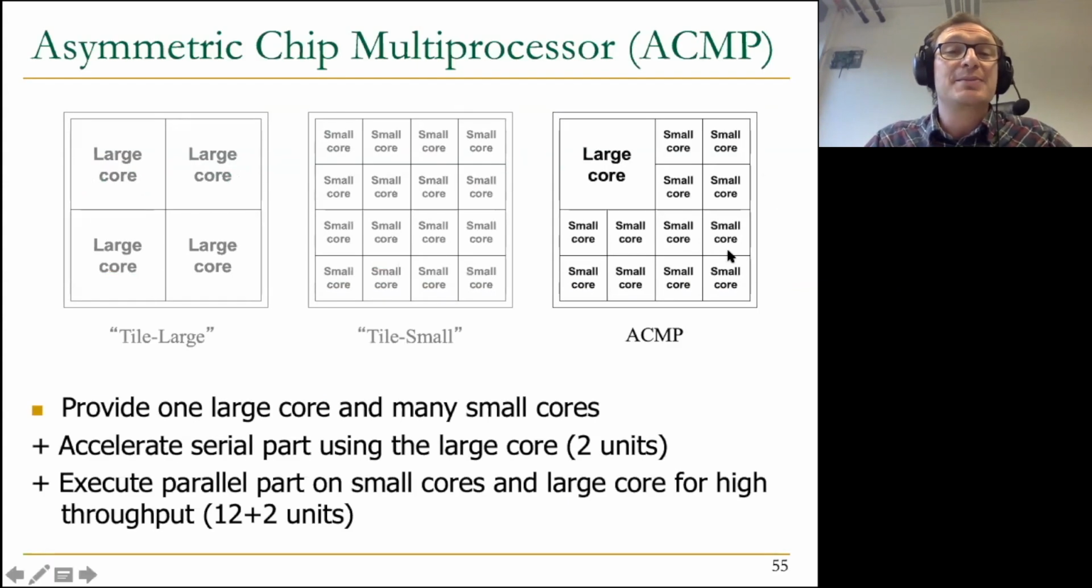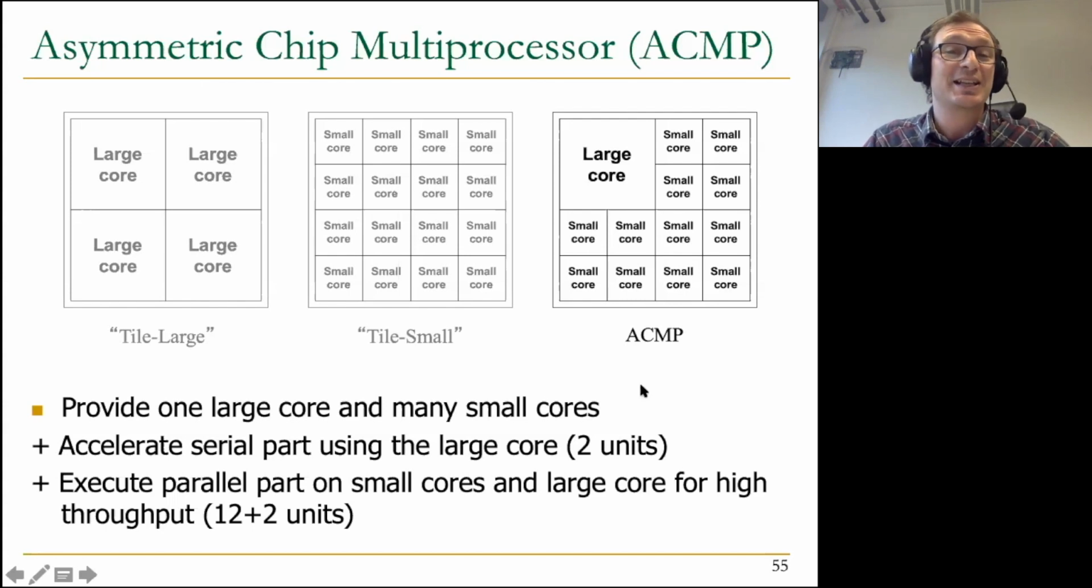This is also called asymmetric chip multiprocessor, ACMP. You provide one large core and many small cores. If your area budget is 16 small cores, this is an example of what you would provide. And the positive is when you're running serial code portions, you get 2 units of performance. And when you're running parallel code portions, you don't do too badly compared to this. You get 12 plus 2 units. And if you actually do multi-threading in the large core, you get even more. In that case, basically, you can match the performance of tile small almost by doing multi-threading over here.